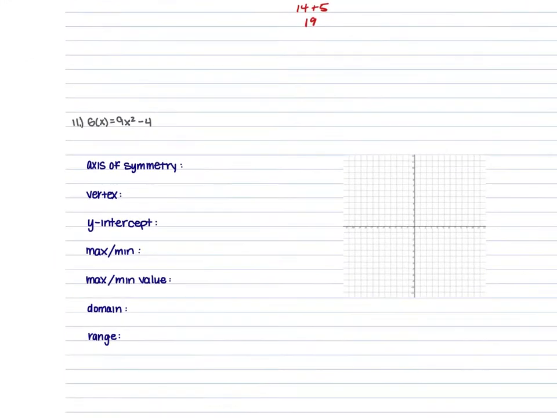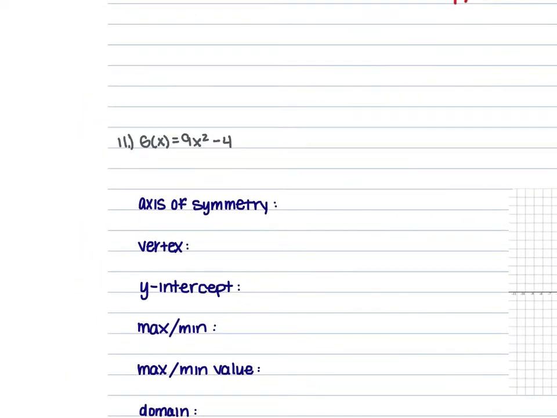For 10, we have g of x is equal to 9x squared minus 4. So for this one, our a is 9, our b is 0, and our c is negative 4. So because our b is 0, our axis of symmetry is x is equal to 0. Our vertex, we plug the 0 in, we're going to get (0, -4). That is also our y-intercept. So we're going to plot that point.